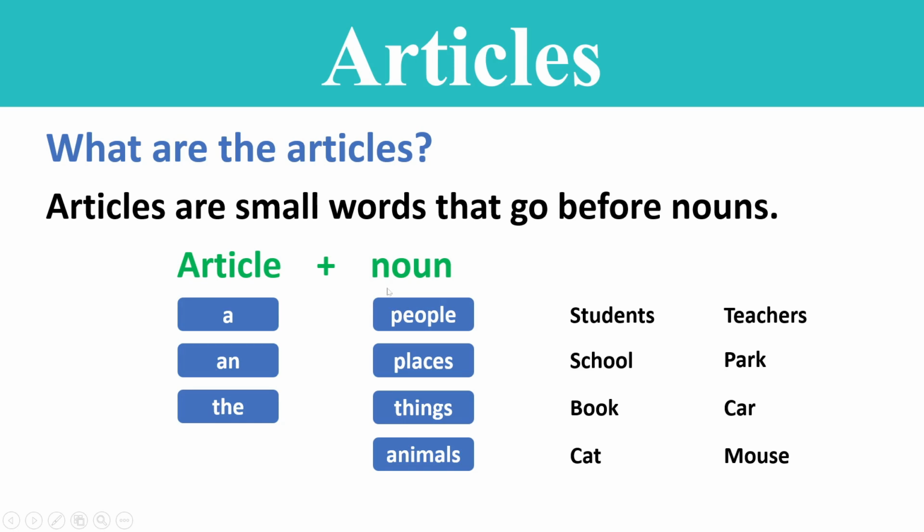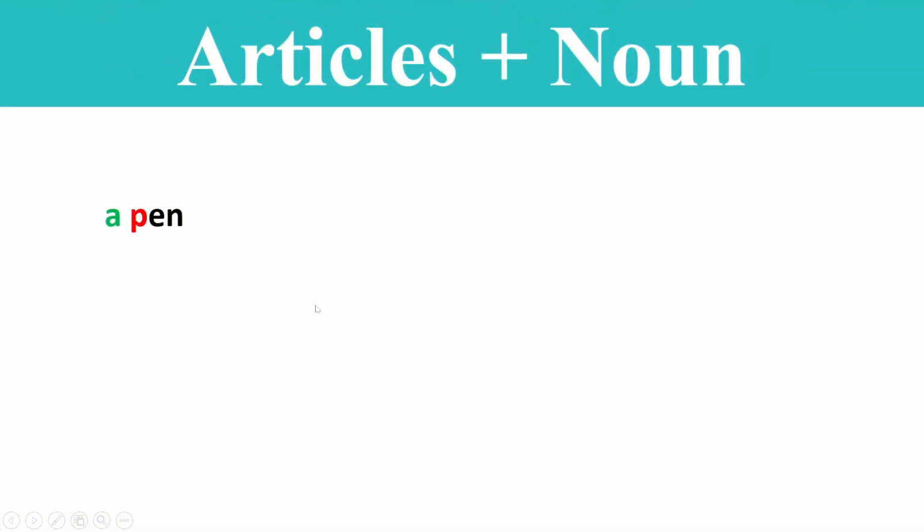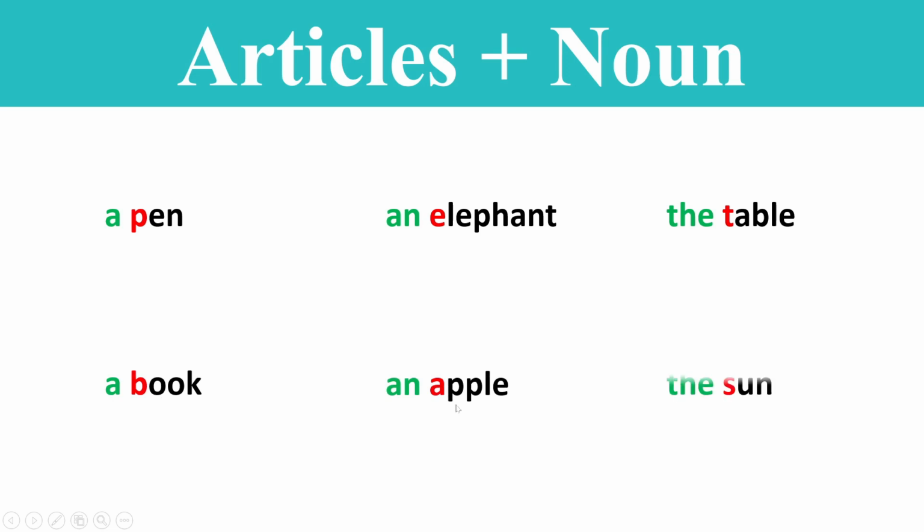Let's go to the next part of the lesson and see some examples of article plus noun. A pen, an elephant, the table, a book, an apple, the sun. In all these examples, the first part is the article, the second one is the noun. So we have article plus noun. You may have a question: when to use a, an, the. Don't worry. Let's go to the next part of the lesson and learn them.